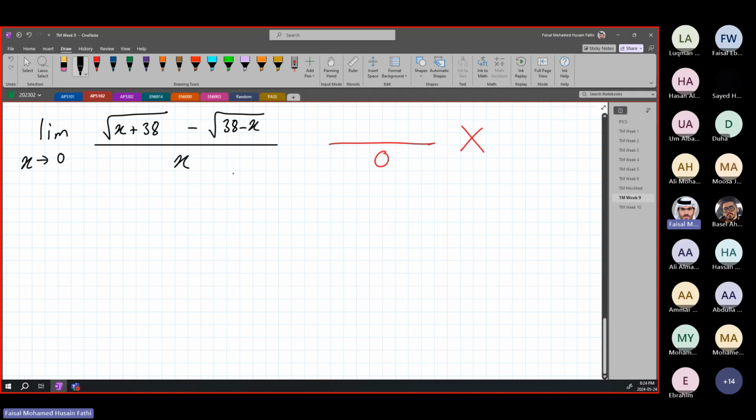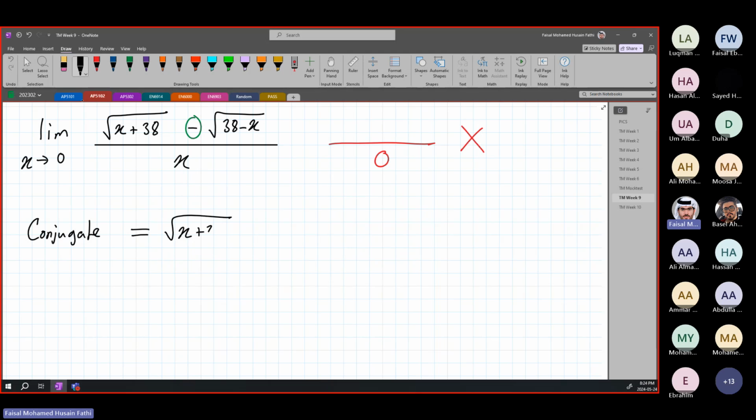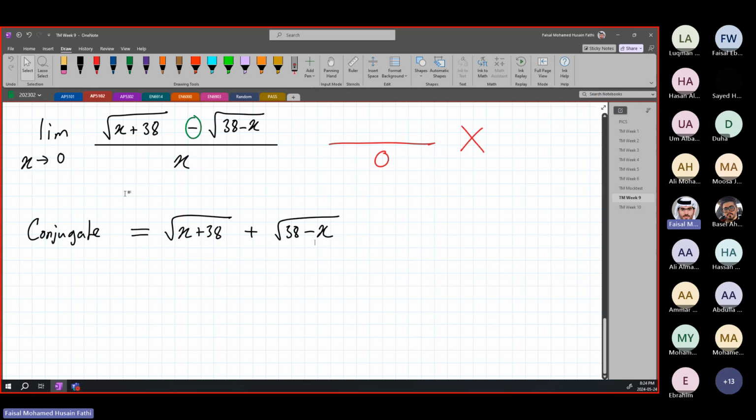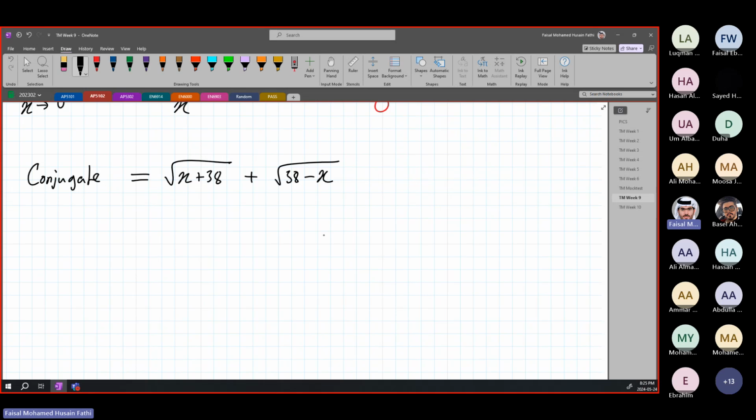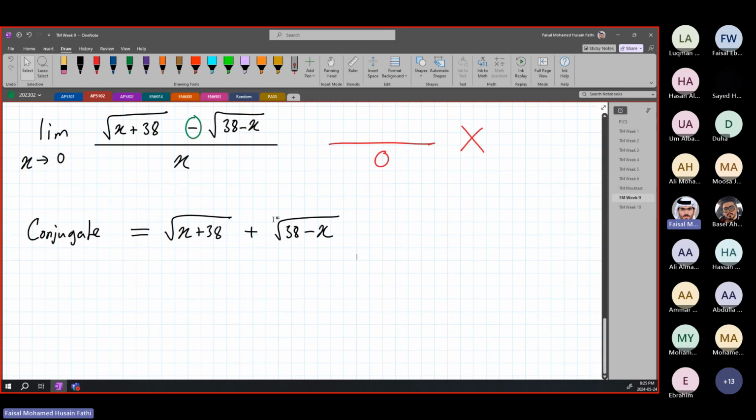We have to simplify this using the conjugate. So what is the conjugate going to be equal to? If this is minus, and here we have minus, so the conjugate is going to be the square root of x plus 38 plus the square root of 38 minus x. This is your very first step, okay? Finding the conjugate. The second step now is multiplying the conjugate up and down in this equation.